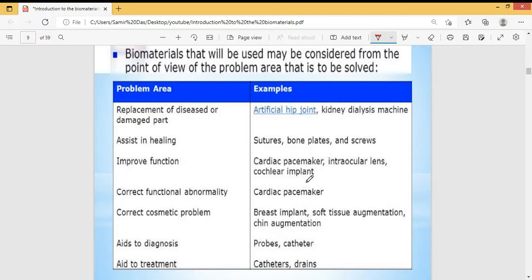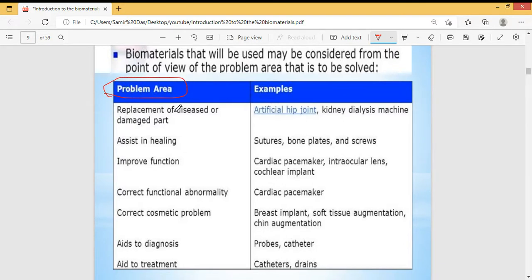Next, we will broadly classify the biomaterials based on the problem area. So, replacing a diseased or damaged part: for this we use high mechanical strength biomaterials such as an artificial hip joint. For an artificial hip joint we use this kind of load bearing application based biomaterials.